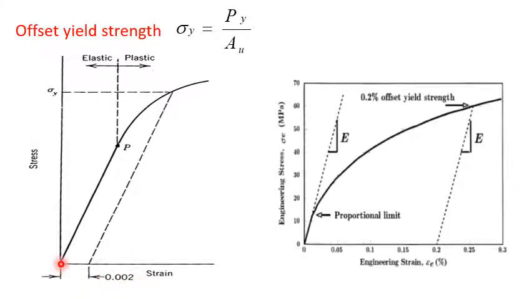So we'll move along the x direction, take 0.2% of strain, and drop a line which is nearly parallel to this non-linear curve. Wherever this offset line meets the non-linear curve, from there we drop a horizontal line, and wherever it meets the stress line, that is nothing but the yield strength.